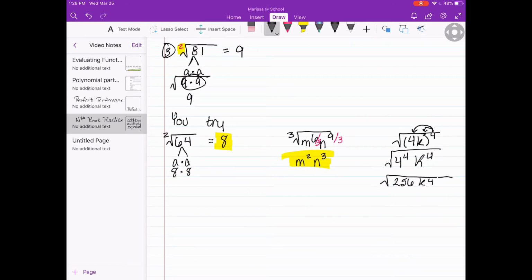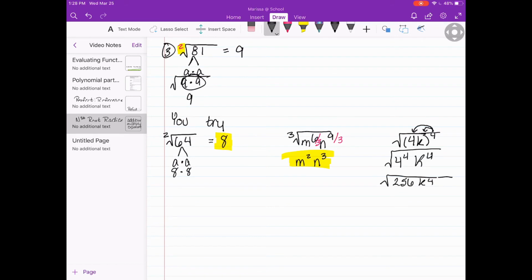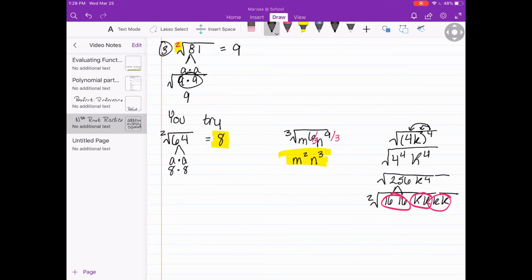And then I can find the square root of 256. Sadly, I didn't give you the square root of 256 on here. If you would like to add it, it is 16 squared, gives you 256. So if you want to add that one on there, you're more than welcome to. So it would be 256, which is 16 times 16. And then I can write out my k 4 times. And then I can do my groups together, so pair them off. Remember, there's nothing on the outside, so I'm assuming that I have a 2. So I'd have 16 times k, which is 16k to the 2nd power.